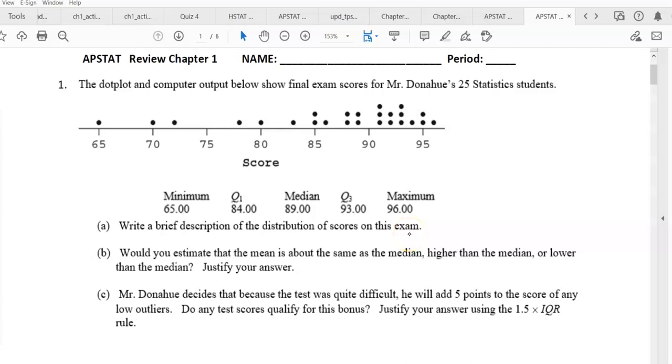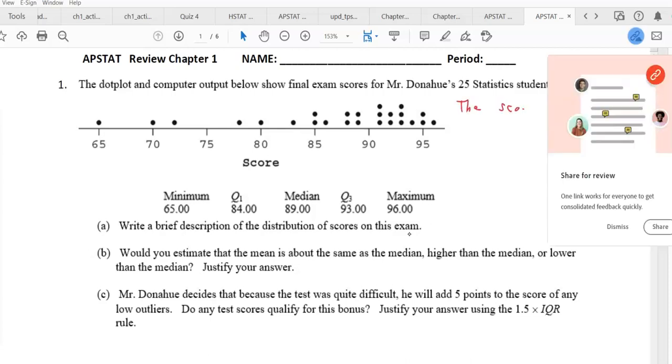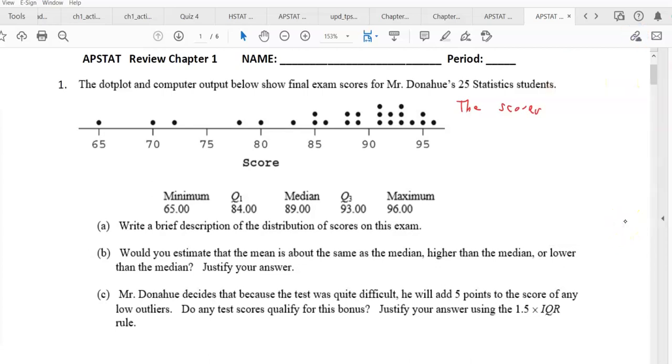So you want to talk in context. These are scores on the exam. You want to hit the four things there: shape, center, outliers, and variability. So first thing you might say is, you see the outliers on the left here. It has a long tail, so the scores are skewed left.